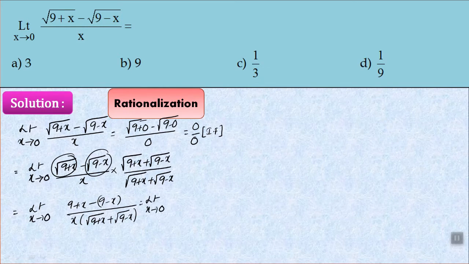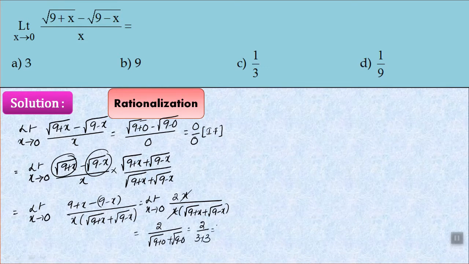Here 9 minus 9 get cancelled, x plus x, that is 2x, divided by x into square root of 9 plus x plus square root of 9 minus x. Here x get cancelled. Now substituting the limit here, we get this equals to 2 divided by square root of 9 plus 0 plus square root of 9 minus 0, which is equals to 2 by root 9 is 3 plus root 9 is 3, which is equals to 2 by 6, that equals to 1 by 3.